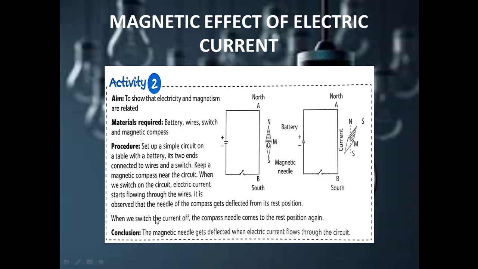Well children, when we switch the current off, the compass needle comes to the resting position again. So this proves that the magnetic needle gets deflected when electric current flows through the circuit.